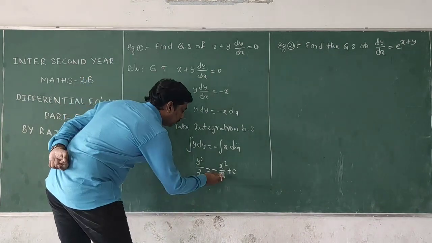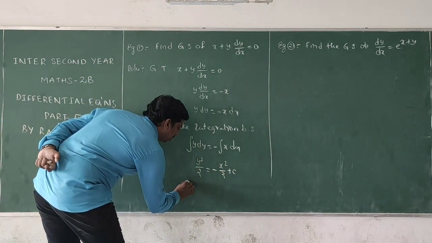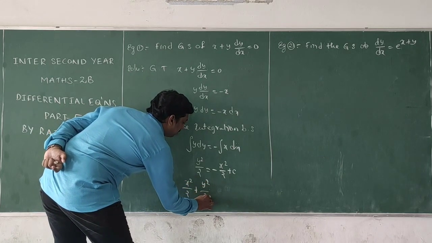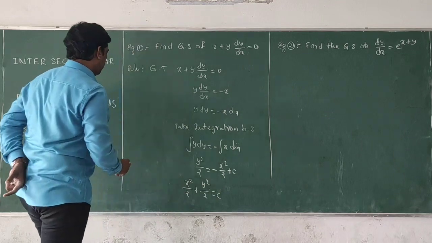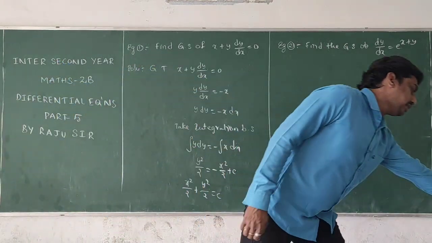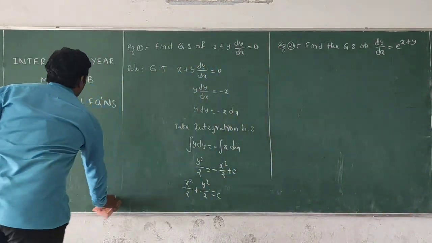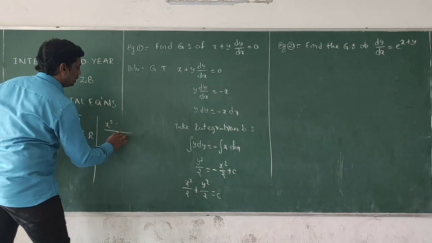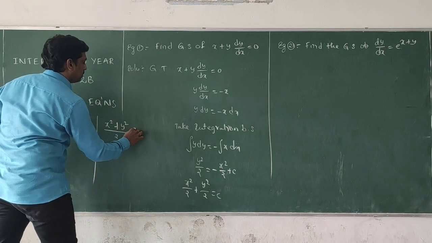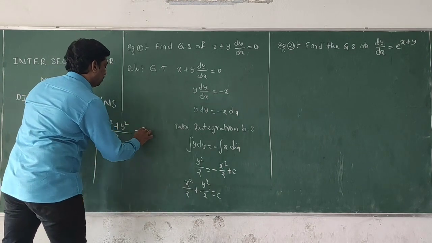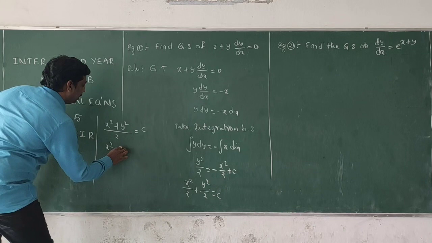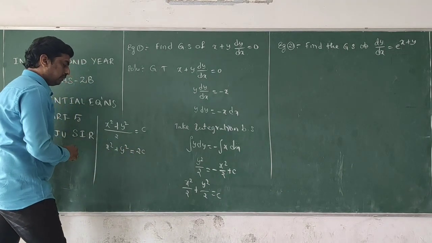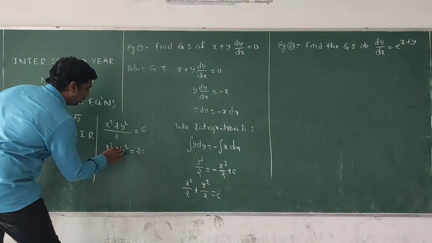Now minus x square by 2 taken to the opposite side gives x square by 2 plus y square by 2 equal to c. Now this can be written by doing the LCM. What is the LCM? 2 is the LCM. x square plus y square equal to c. Do the cross multiplication: x square plus y square equal to 2c, which is the required general solution.